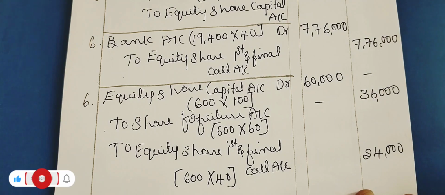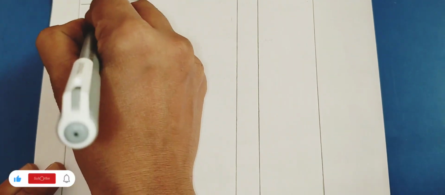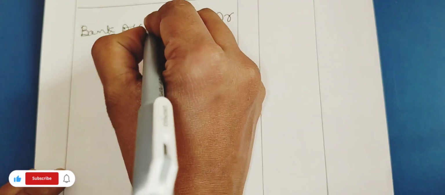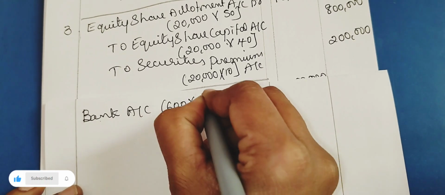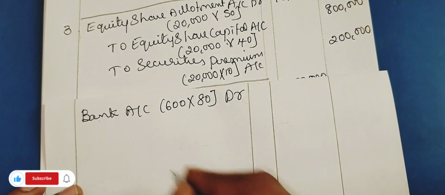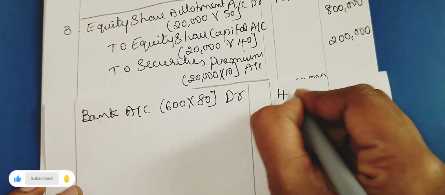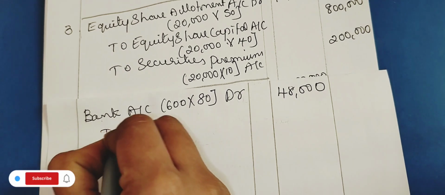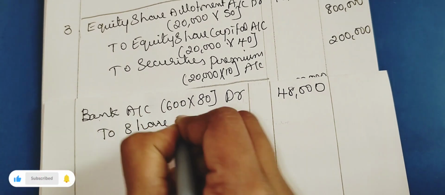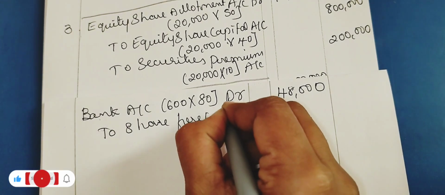Now we need to pass the entry for the reissue. Right? What is the entry? Bank account debtor. 600 is the number of shares and we reissued at rupees 80. 600 into 80, 48,000. 48,000 to share forfeiture account.